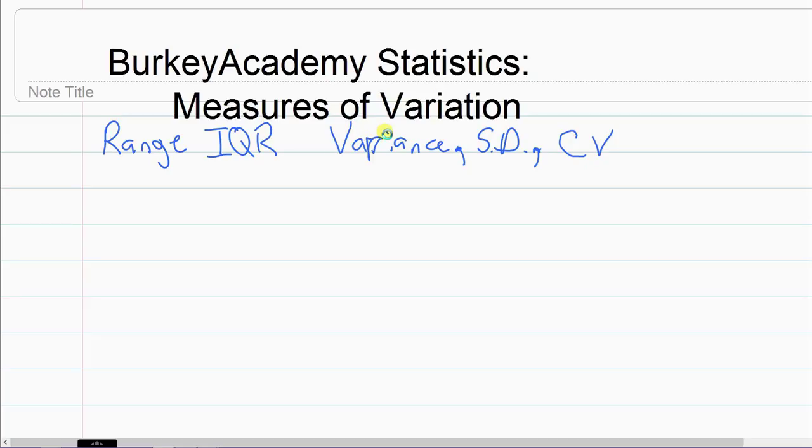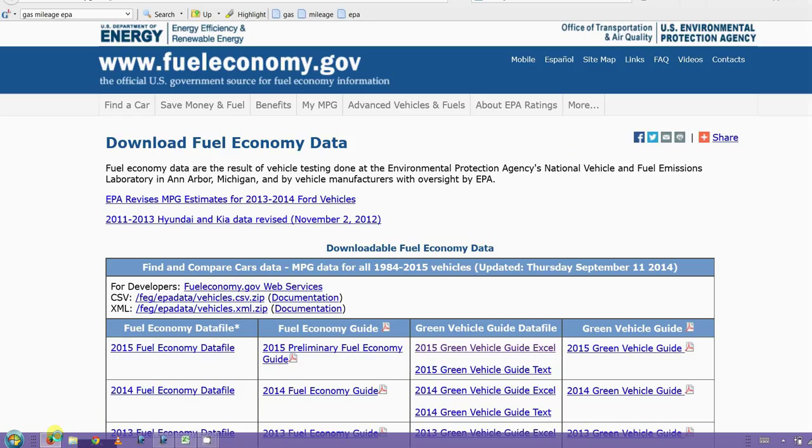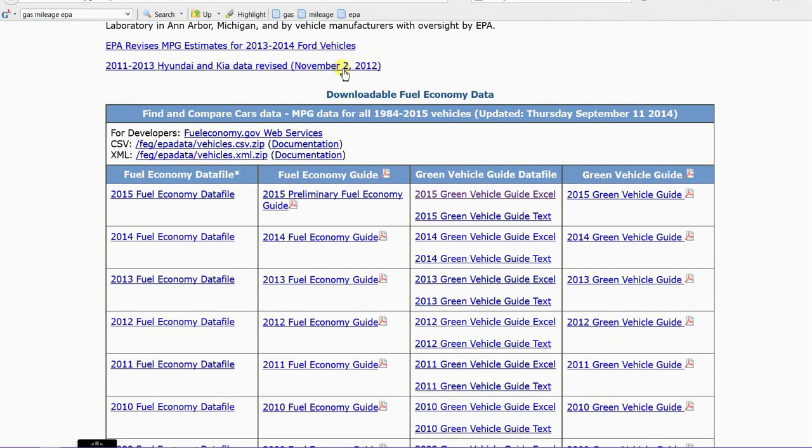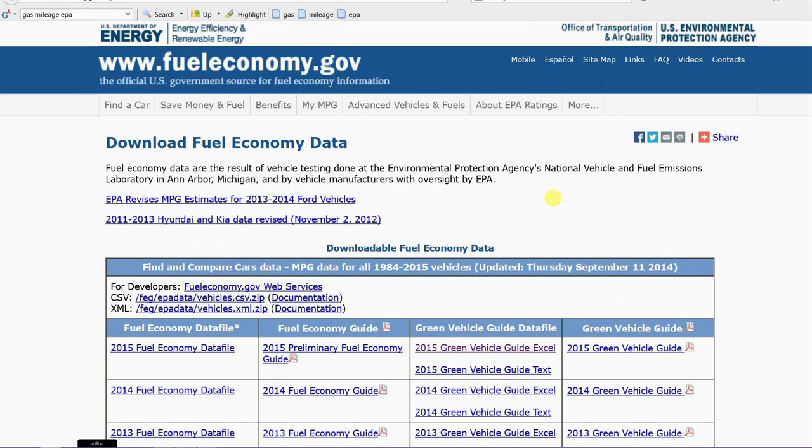I wanted to choose a data set that anybody could get their hands on if they wanted to. So let me show you what that is. We're going to be using this data set from the U.S. Department of Energy that you can find on fueleconomy.gov. The file I downloaded was the 2015 Green Vehicle Guide in Excel. I'll provide a link in the description of this video so that you can click it very easily and look along at the data with us.